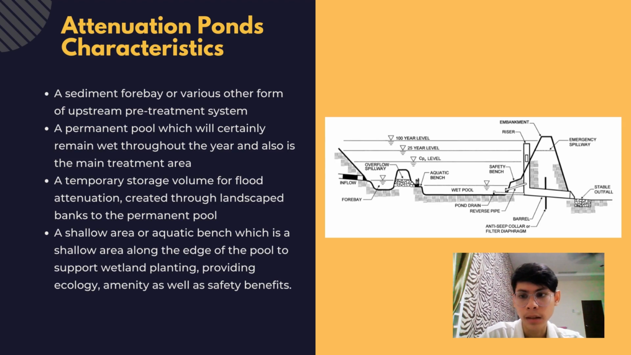Attenuation pond characteristics. A pond must consist of the following. Firstly, a sediment forebay or other forms of upstream pre-treatment system. Then, a permanent pool which will remain wet throughout the year, which is the main treatment area. After that, a temporary storage volume for flood attenuation created through a landscape bank to the permanent pool. Lastly, a shallow area or aquatic bench, which is a shallow area along the edge of the pool to support wetland planting, providing ecology, amenity, as well as safety benefit.